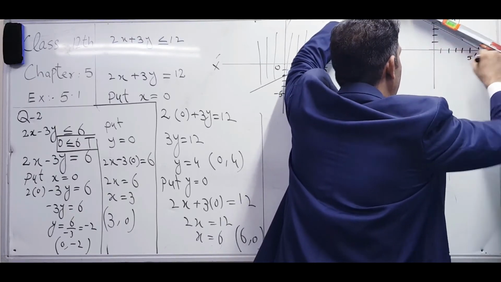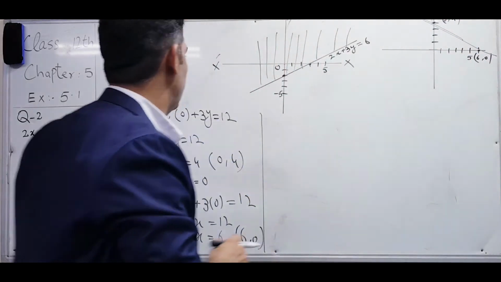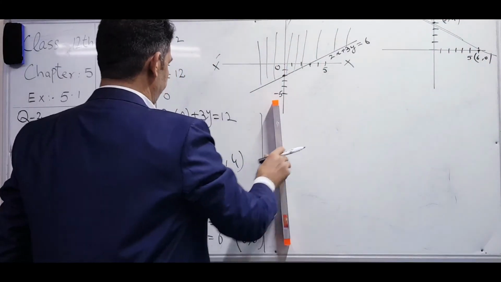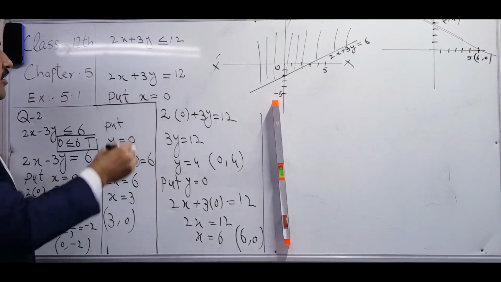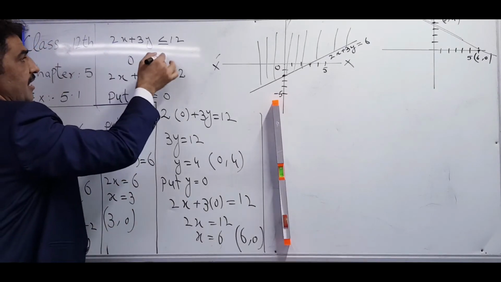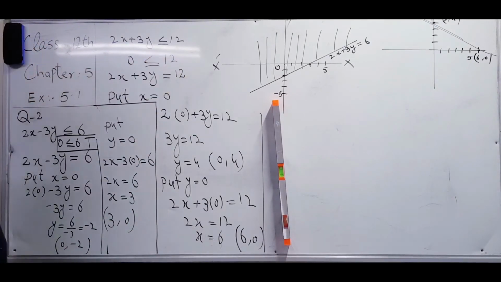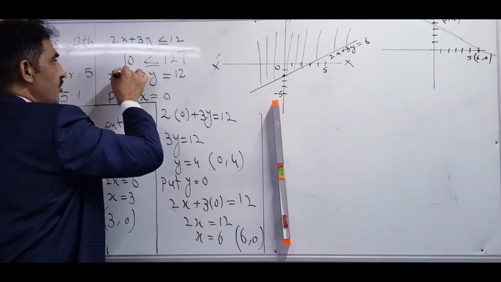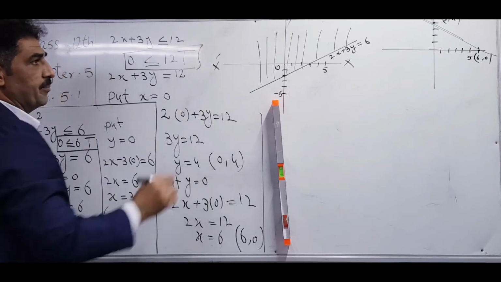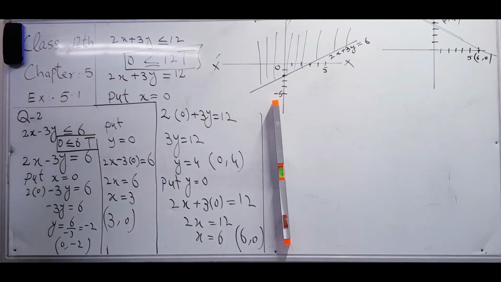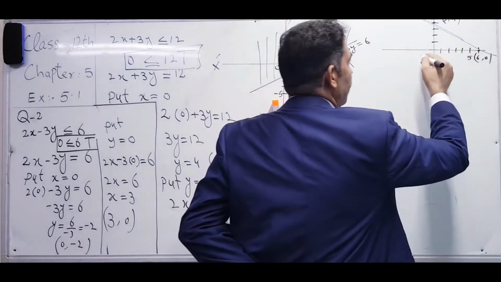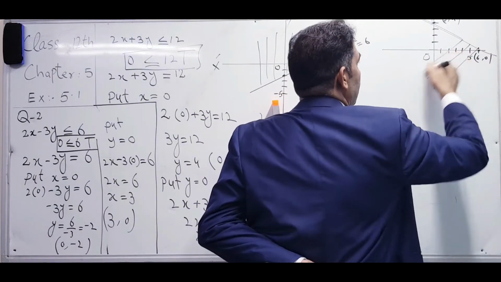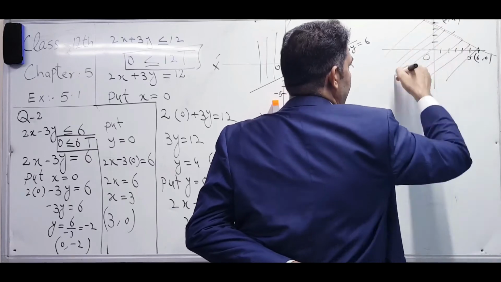Sorry, this line, okay, origin. If we put the value of origin here, it becomes 0 less than 12. Is it true or false? True. Good. So if that's a true condition, which portion do we have to shade? We have to shade the portion on the origin side. This portion is shaded.